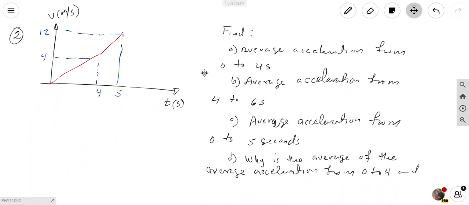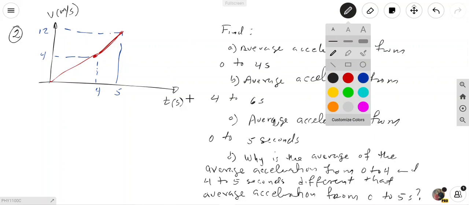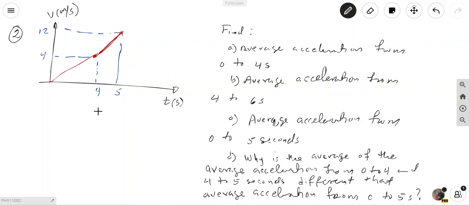I have here another exercise that I want to share with you. They give us this graph of velocity versus time. At 4 seconds, we have a velocity of 4 meters per second. Then from 4 to 5 seconds, we have an increase in velocity from 4 to 12 meters per second. The first question is, what is the average acceleration from 0 to 4 seconds?